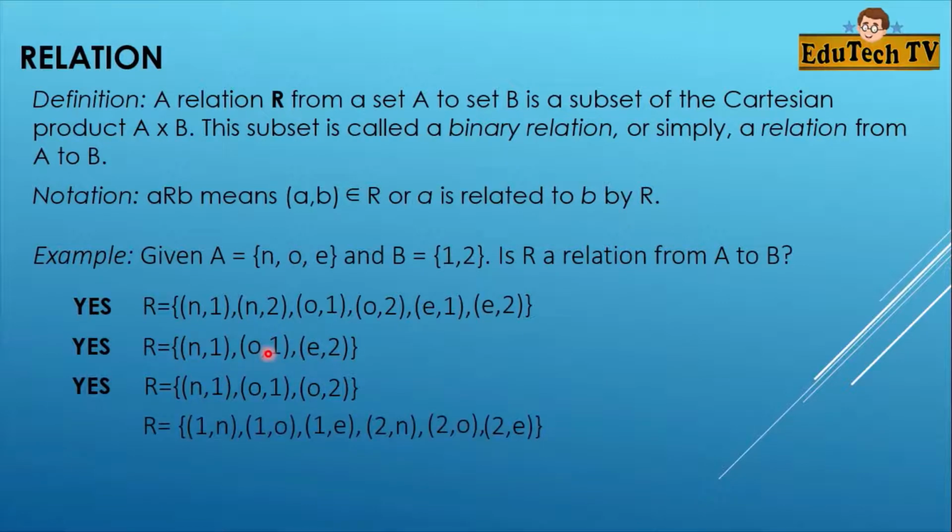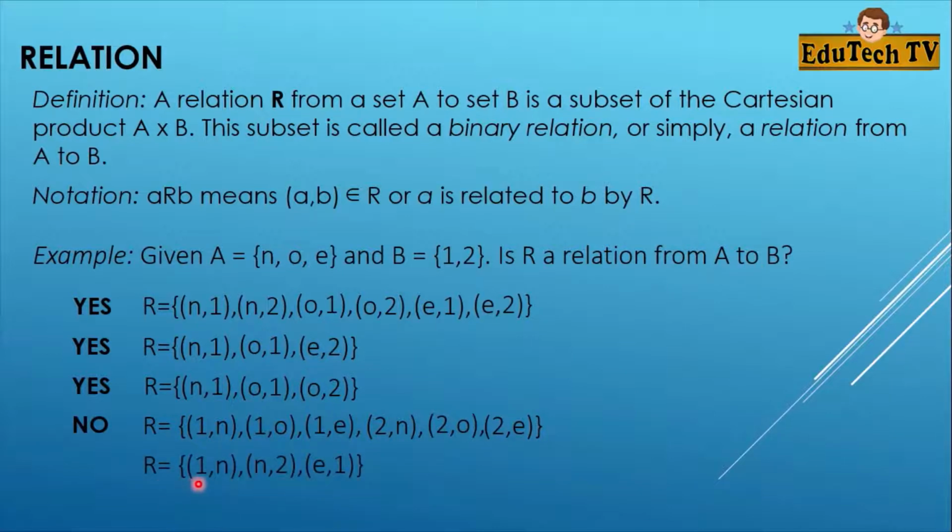Next, how about this one? And let's check each ordered pair. We have 1N, so from B to A. Is this one a relation? It's not, because we are looking for a relation from A to B. In this case, 1N is a relation from B to A. So it is not a relation from A to B.